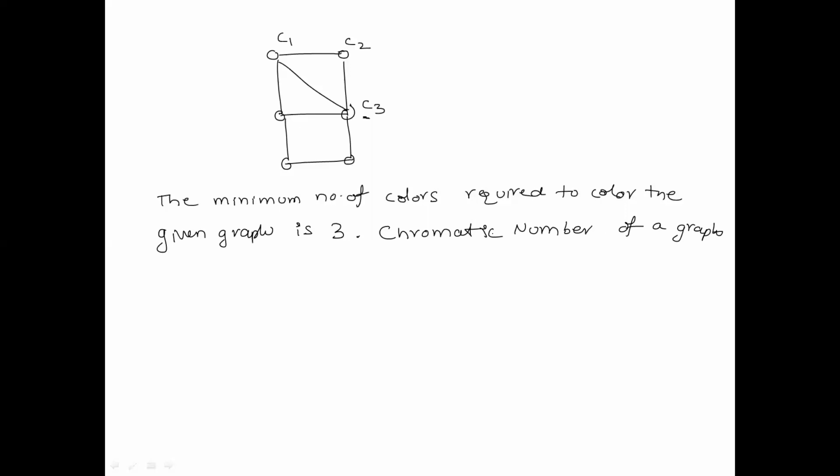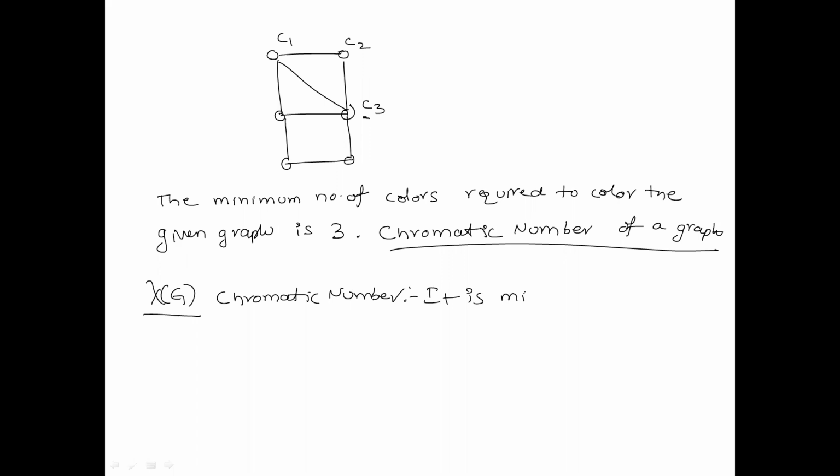So this is a very, very important topic. What is the chromatic number of a graph? Chromatic number we represent with X or C. The chromatic number is the minimum number of colors required to color a graph.